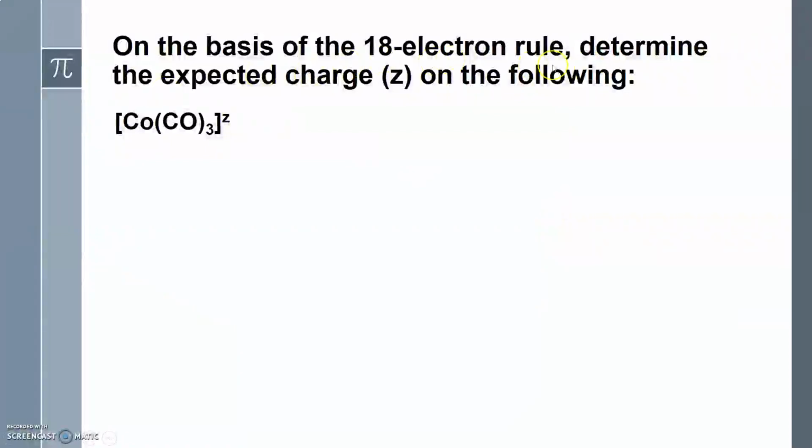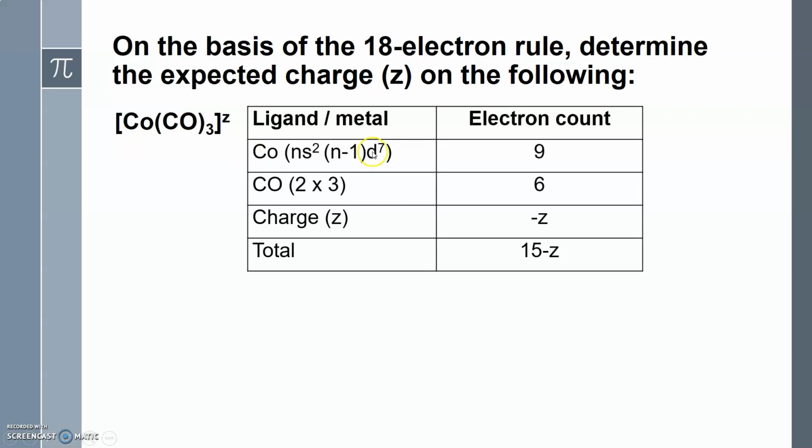On the basis of the 18 electron rule, determine the expected charge Z on the following. The complex is given here. Now Z refers to the charge of the complex. Z could be either plus or minus. So let us now do the electron count. Cobalt belongs to group 9. In its zero oxidation state, or its elemental state, it is ns2 (n-1)d7, so the electron count is 9. There are 3 carbonyl groups, each contributing 2 electrons, so 6.